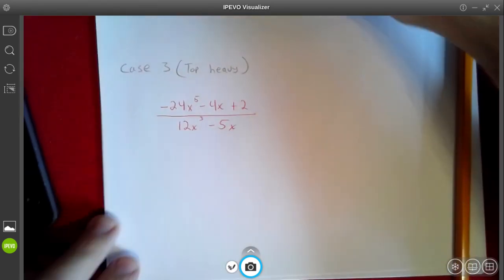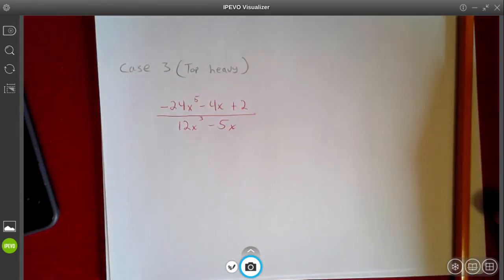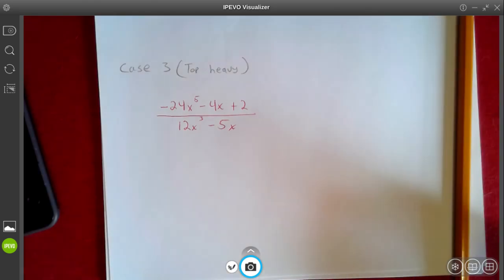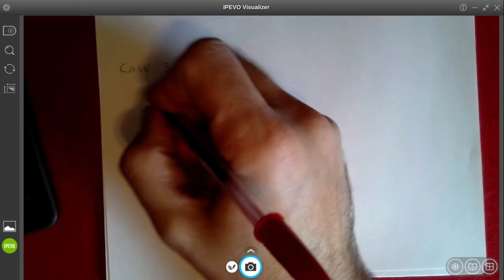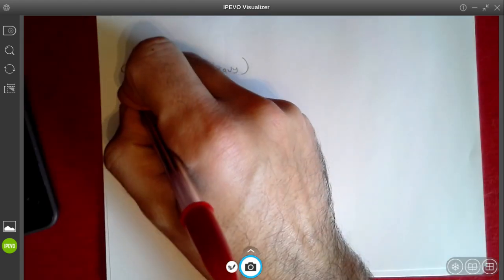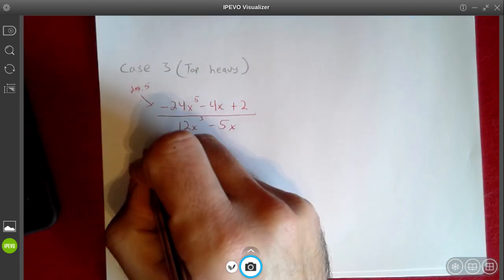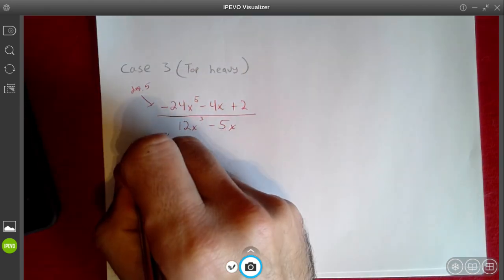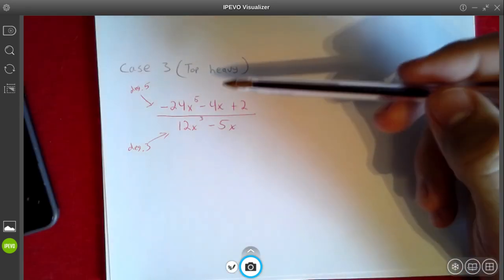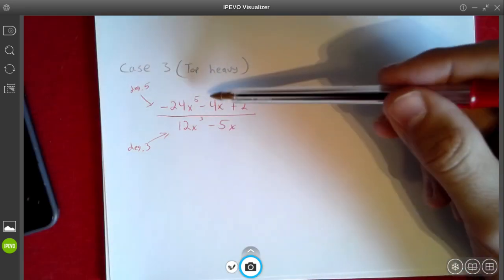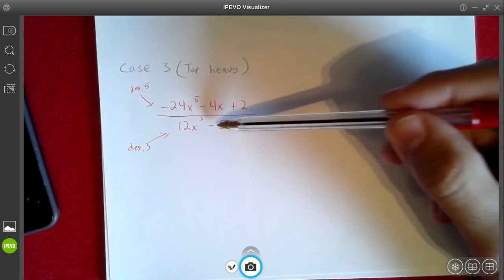This one is a little bit trickier. This is the top-heavy case. There's several different things that can happen here. All right, what you do for the top-heavy case. So I know it's top-heavy because it's a degree 5 versus a degree 3. What you're going to do in these cases is ignore the other terms, okay?